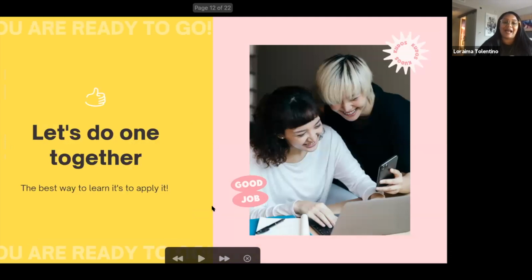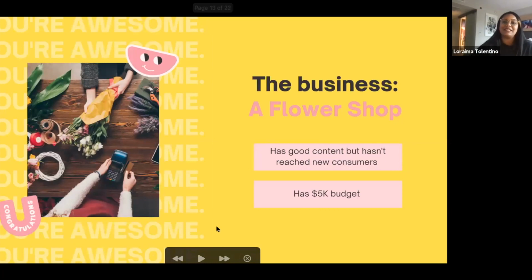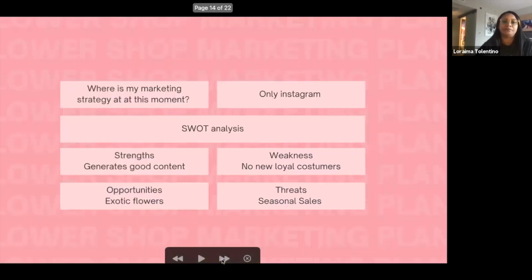And now I want us to do one together. So I'm going to put an example and I'm going to guide you through my thinking process on this example. And hopefully that will help you make your own. If you guys have any questions along the way, let me know. So the business that we're going to use as an example is a flower shop. This flower shop has good content, but hasn't reached new customers in a while. And this flower shop has a 5K budget.